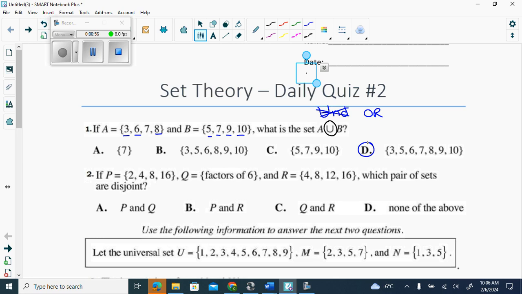The next one says P is 2, 4, 8, 16. Q are the factors of 6. So it multiplies to give me 6, which is 1, 2, 3, and 6. And R is 4, 8, 12, 16. Which pair of sets are disjoint? Disjoint means what? Nothing in common. There's nothing that overlaps. There's nothing that's the same. Okay? Are there any that have nothing the same?